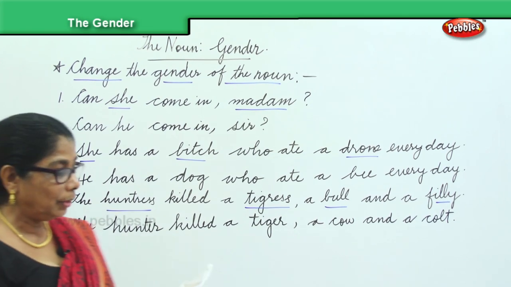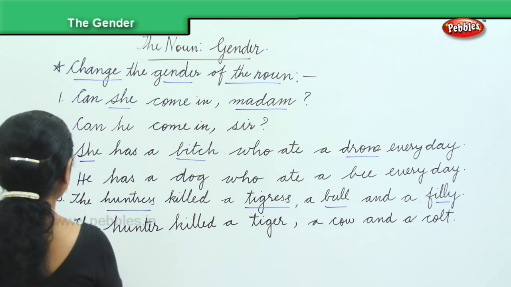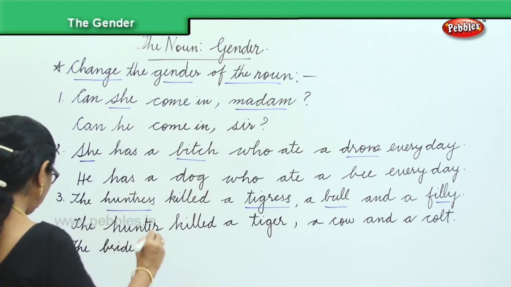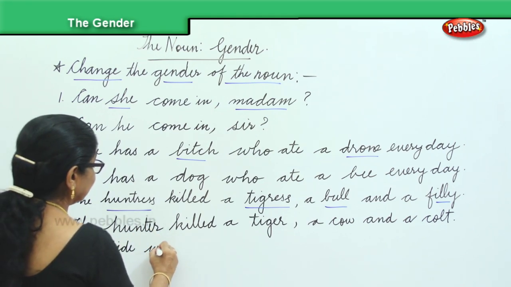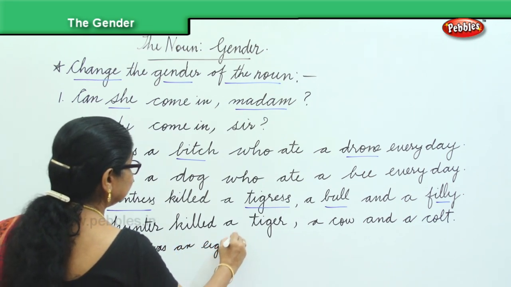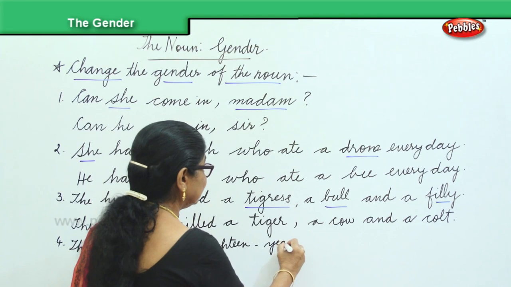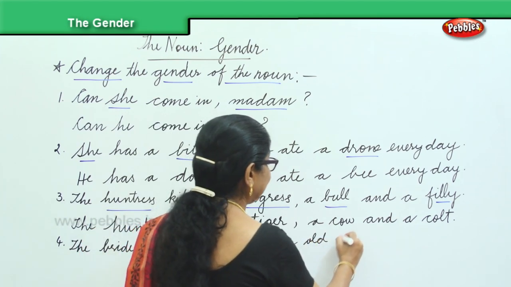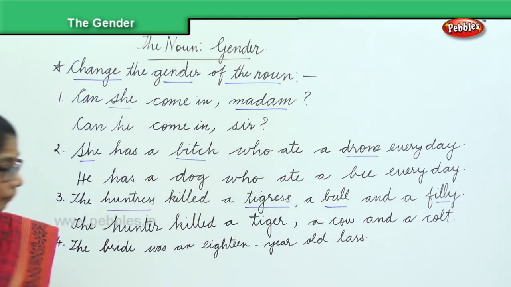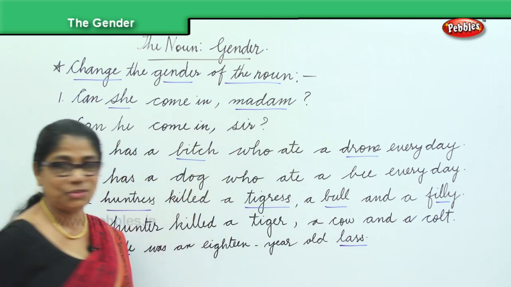One more sentence I need to give you. The bride was an 18-year-old lass. Now, here, what are the changes we need to make? The bride, you need to change. The lass, we need to change.